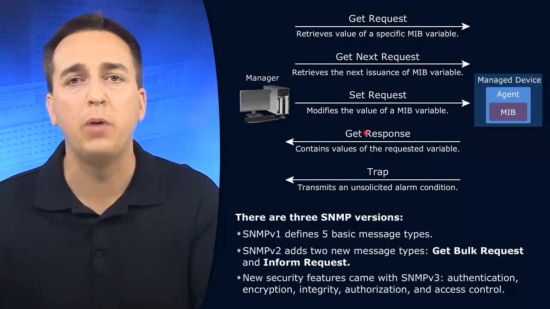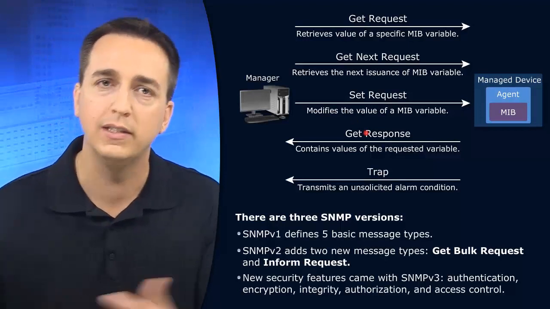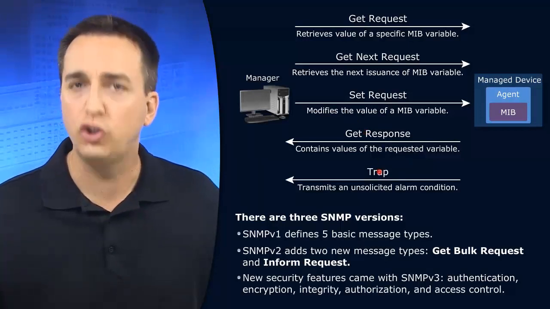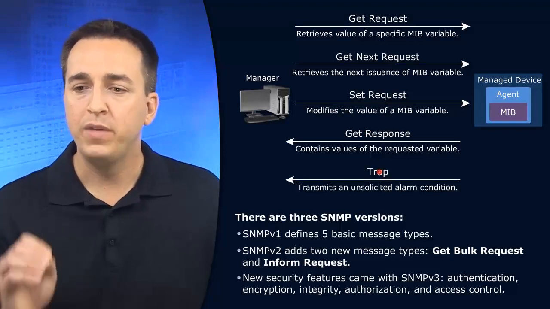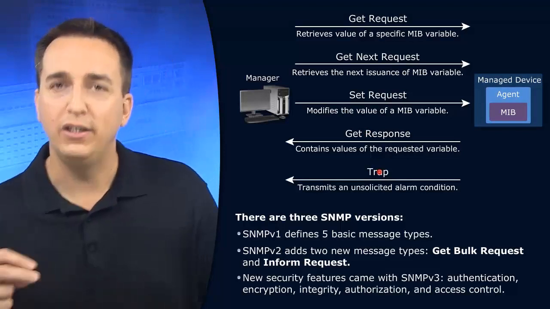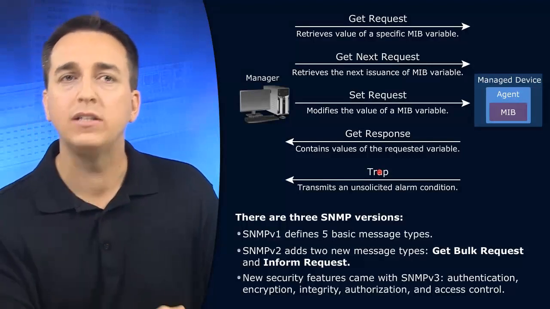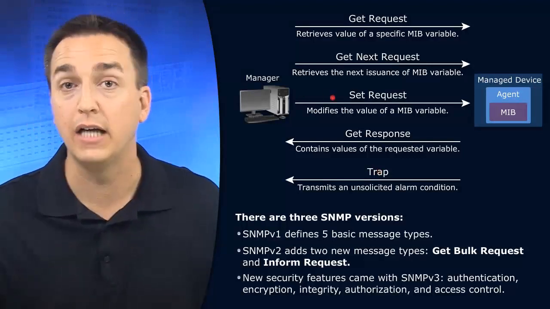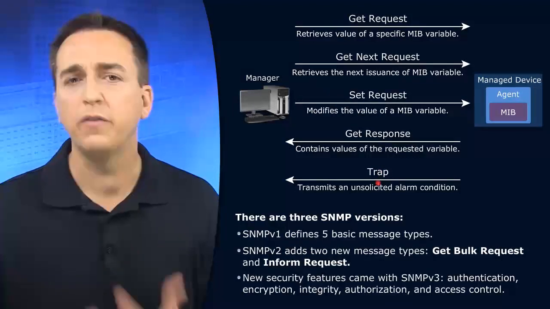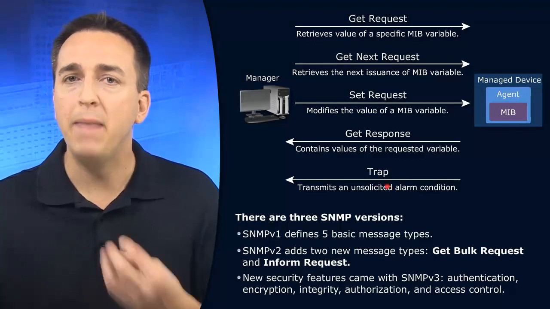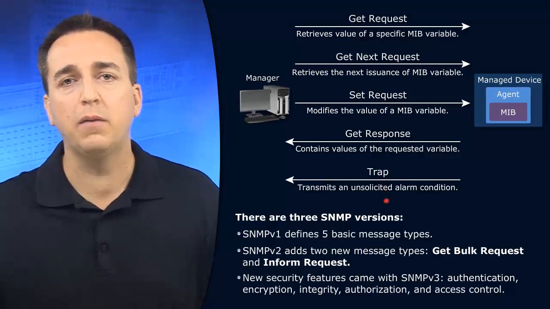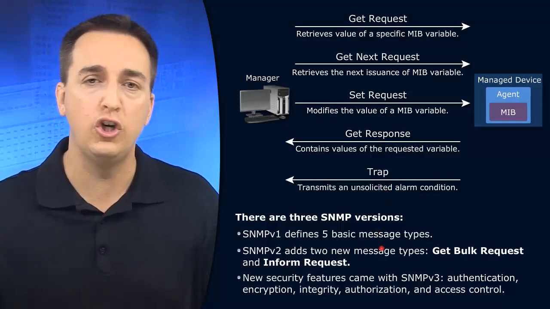Then you have your GET response, where the response to the request is sent to the manager. And then you have your trap, whereby we have that alarm that goes off. It triggers our device to send that message right away to the NMS instead of waiting for the next polling interval. So those were the 5 basic message types. And these 5 basic message types are also in SNMP version 2.